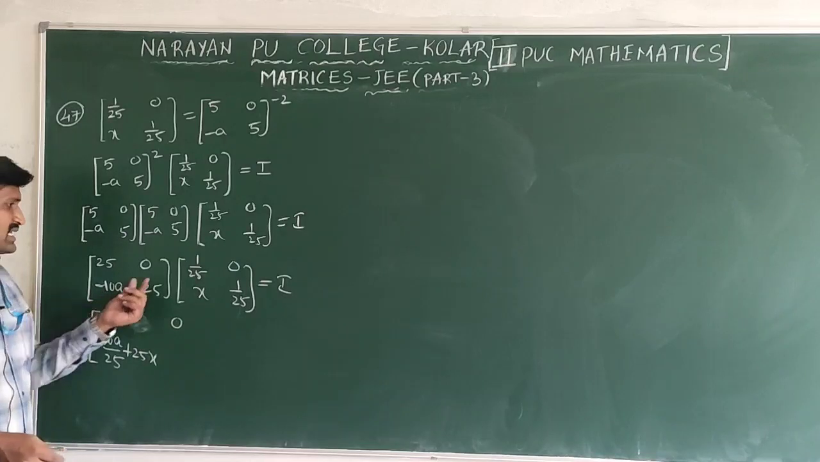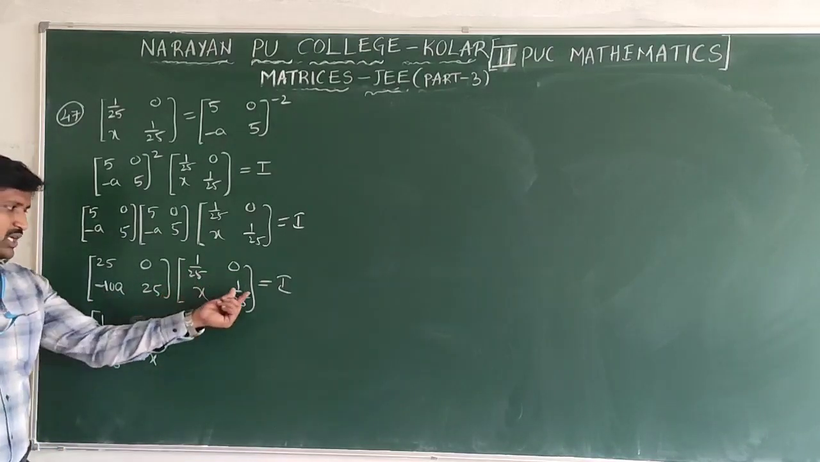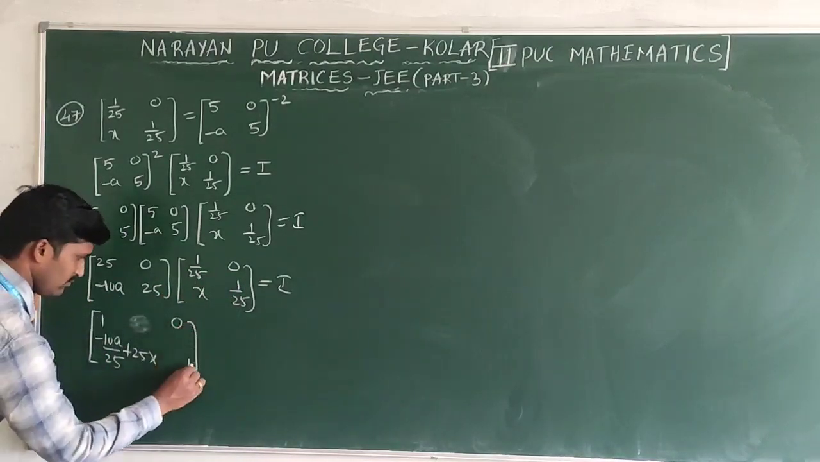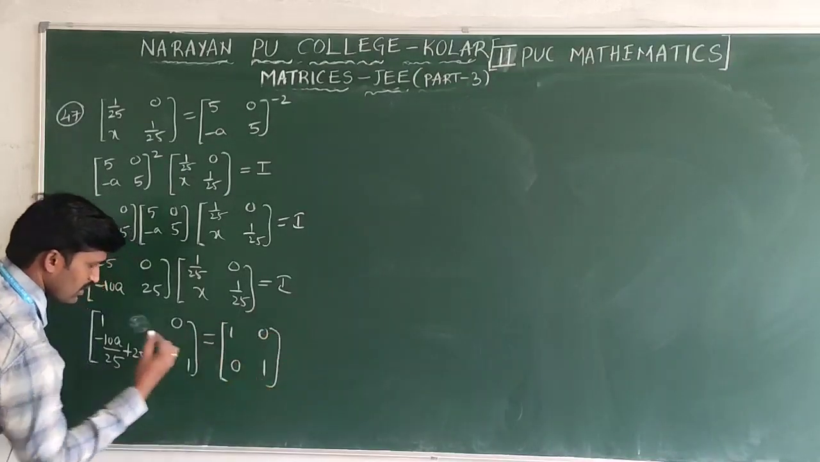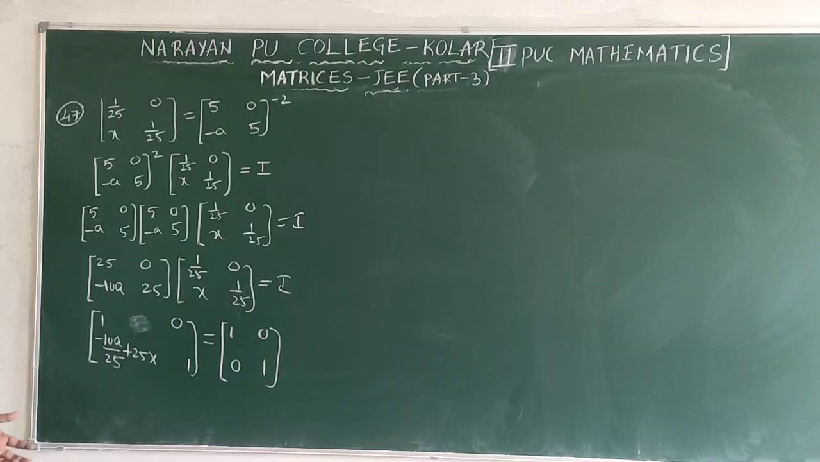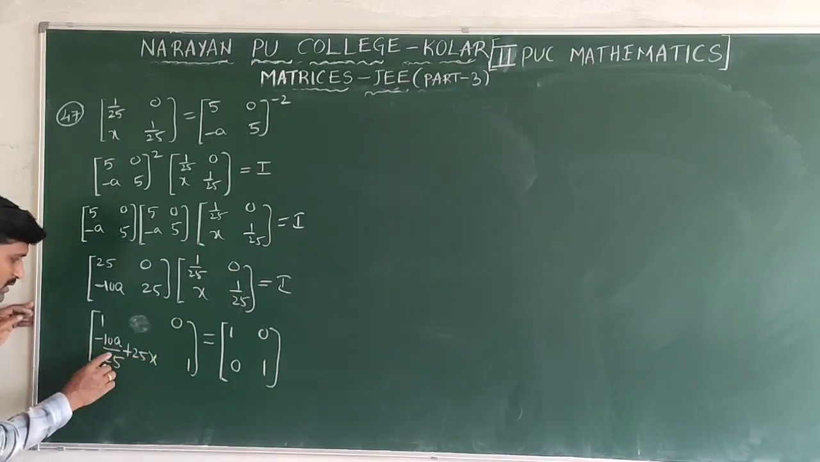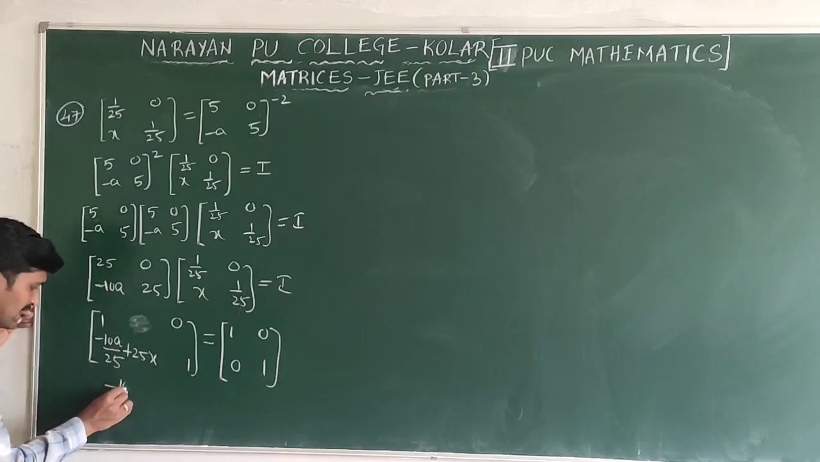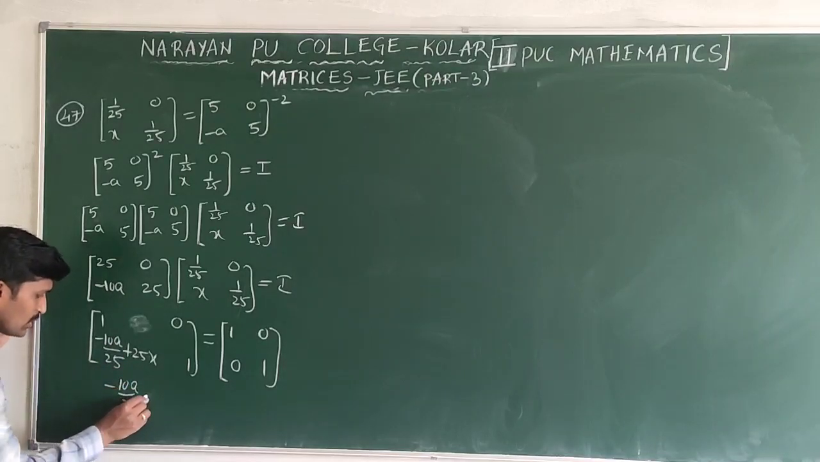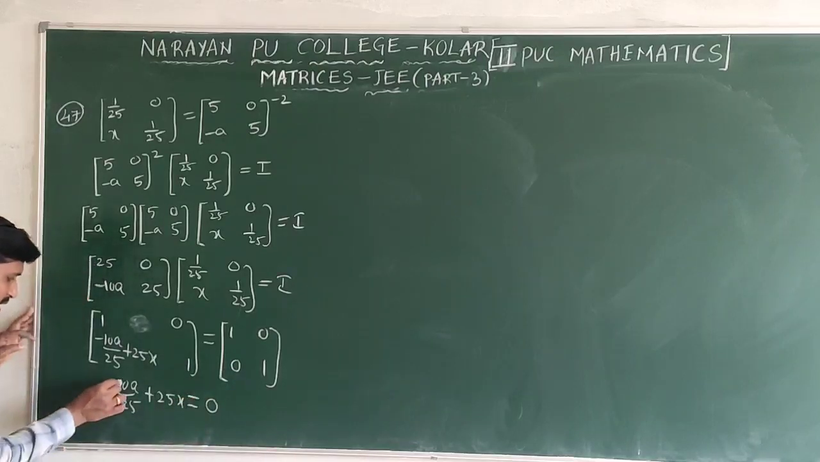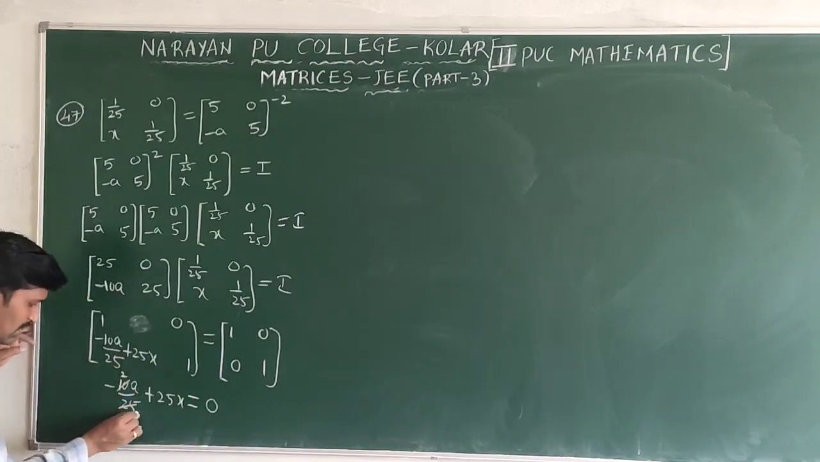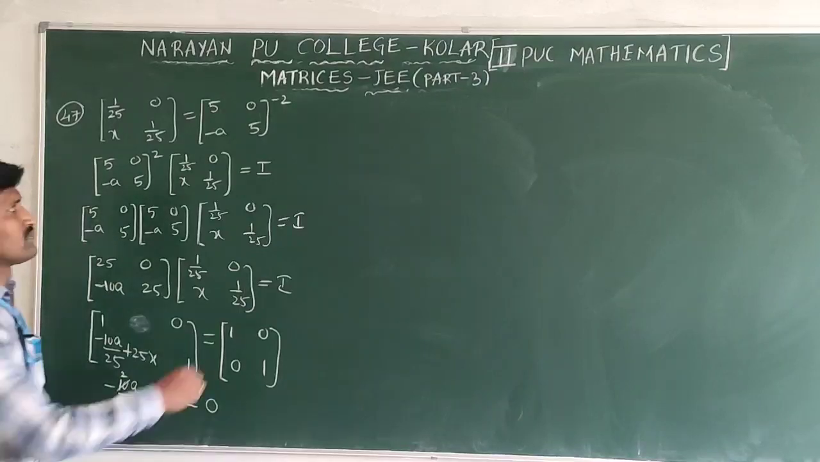Next, minus 10a into 0, 0, 25 into 1 by 25 is 1, equal to the identity matrix given, 1, 0, 0, 1. Matrices are equal means corresponding elements are equal. Now this element is equal. Now what will you get? Minus 10a by 25 plus 25x equal to what is there here? 0. Here 5 2s are 10, 5 5s are 25.